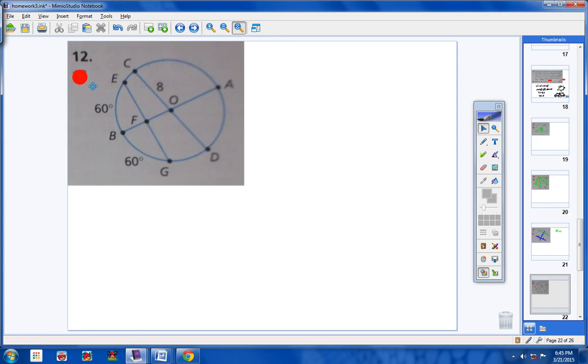Okay, we're trying to find the measurement of AB. I'm still trying to find AB. Here it is. We're trying to find the measure of this diameter right here. Let's see if we can do this. This is pretty simple, guys.